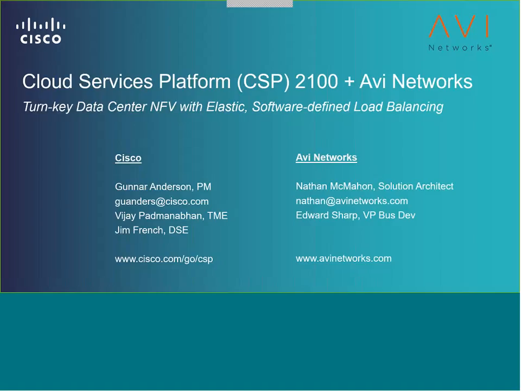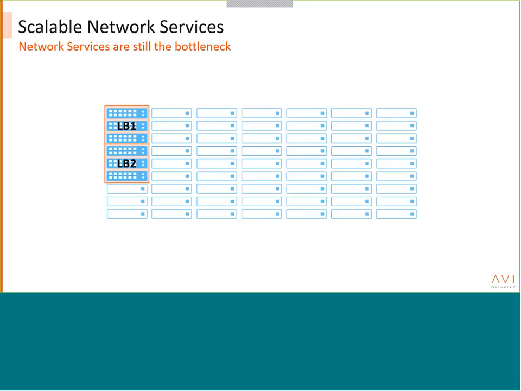Hi, I'm Nathan McMahon, Solution Architect with Avi Networks. A little bit about Avi Networks and how and why Avi is applicable and relevant to the CSP platform. Avi Networks is a software-based application delivery or load balancing solution. Why is that relevant for the CSP? As people are looking for the next generation of load balancers, they're looking for a platform to run this on that's going to be high performance, that's not going to be a snowflake, that's a repeatable solution, and that's where Avi and CSP work perfectly together.